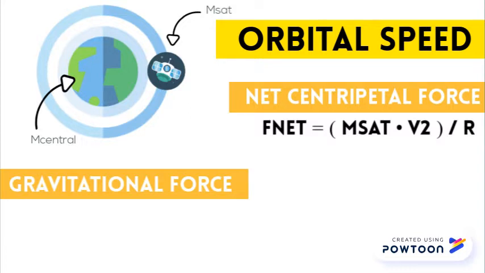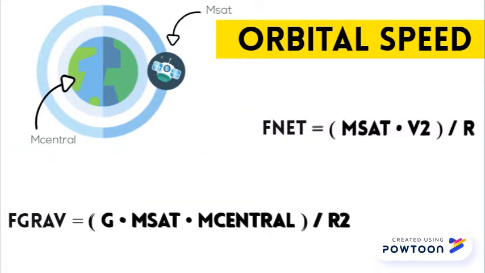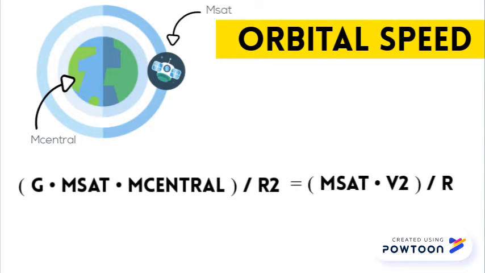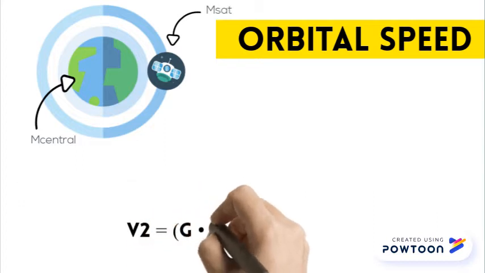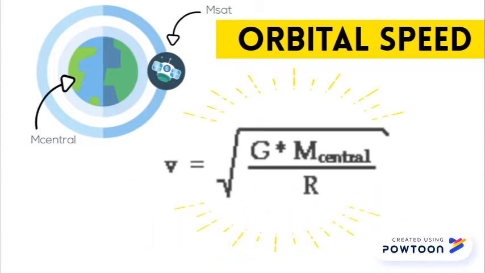This can be represented as, since the gravitational force is equal to the net force, we can make the two equations above equal to each other. Once we simplify the equation, once we get the square root of the equation, we end up with the orbital speed of a satellite.